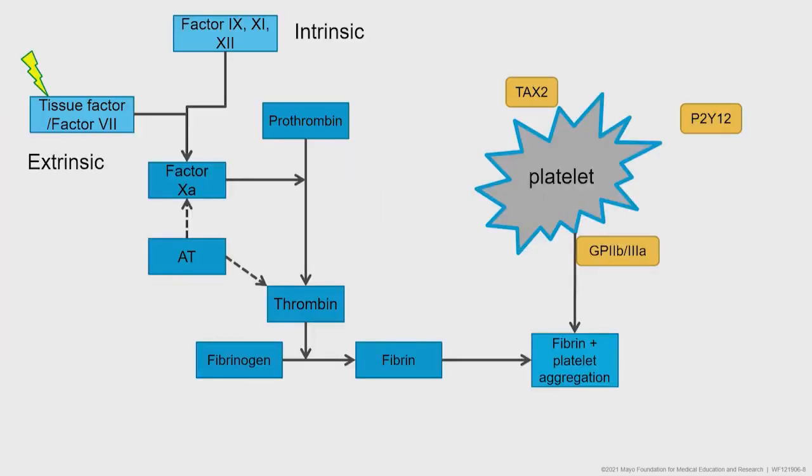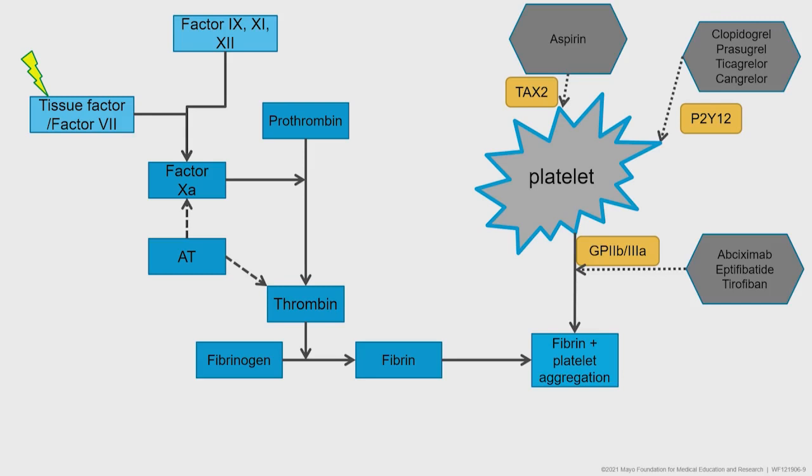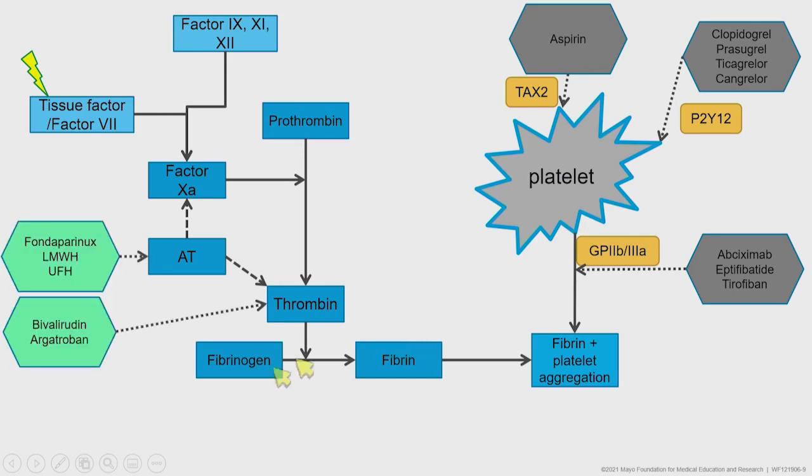So starting with anticoagulation, this is a very simplified version of the coagulation cascade. And the reason why I like it is to remind all of us, okay, here are the antiplatelets, and they're going to be acting on different receptors. Remember that the platelets are covered with receptors that will activate the platelets, so blocking them will decrease the activation.